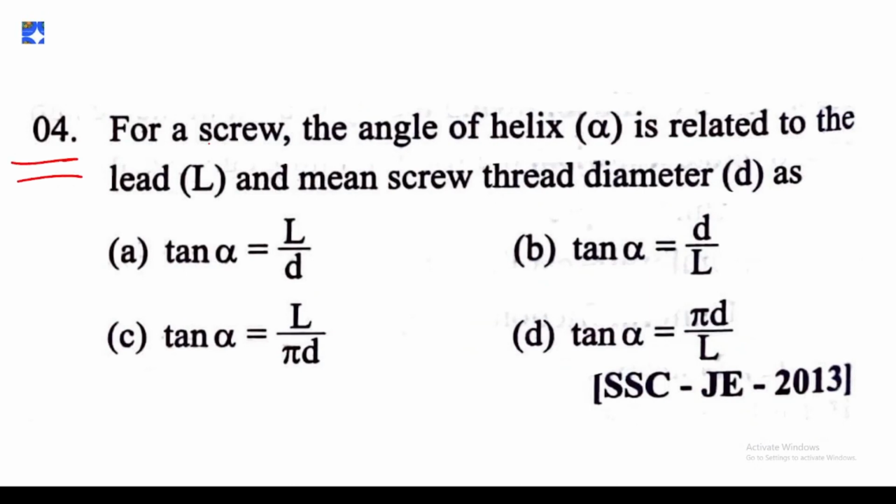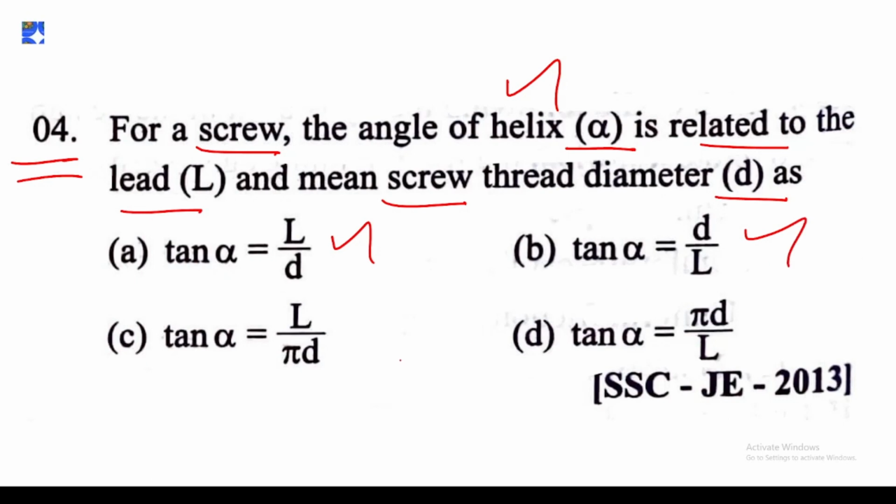So this is related to a screw. For a screw, the angle of helix alpha is related to the lead L and the mean screw thread diameter D as. So what is the relationship between the angle of helix alpha and lead value L and the mean screw thread diameter D? So you have been given four options. Option A, tan alpha equal to L by D. Option B, tan alpha equal to D by L. Option C, tan alpha equal to L by pi D. And option D, tan alpha equal to pi D by L. Okay. So this question was asked in the year 2013.